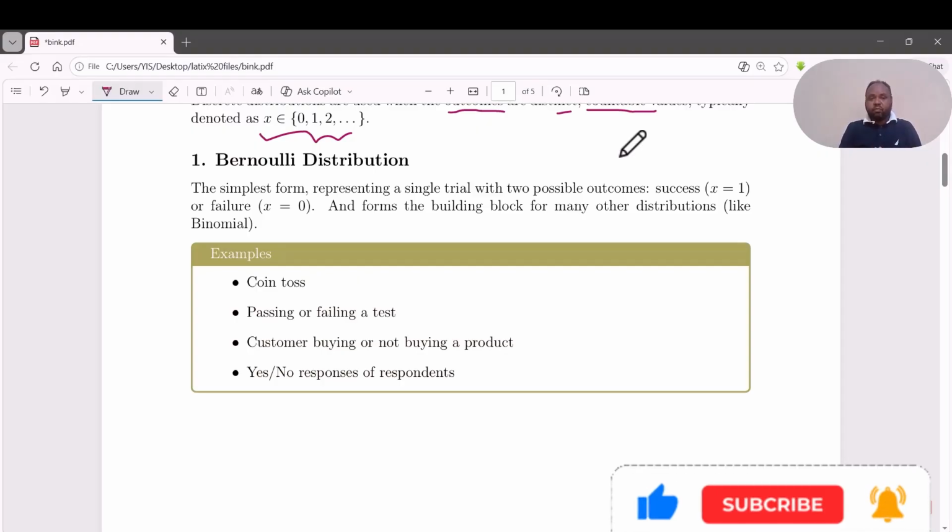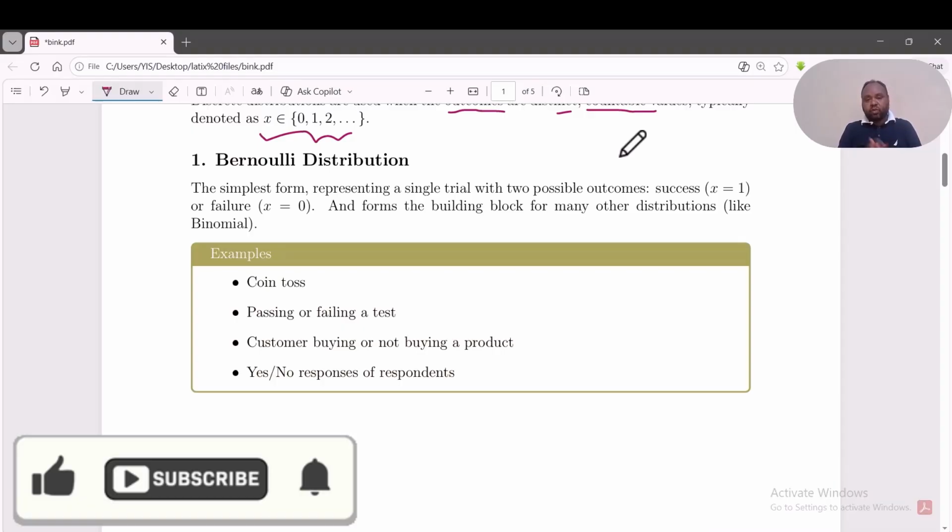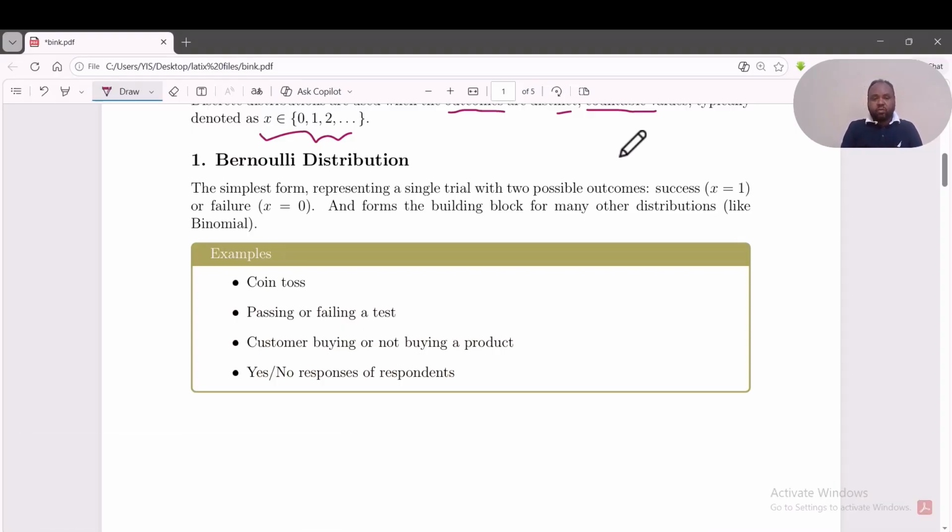The simplest form of probability model is the Bernoulli distribution, which is a building block for many other distributions like the binomial distribution. So what is the Bernoulli distribution? It represents a single trial with two possible outcomes. It can be success or failure.